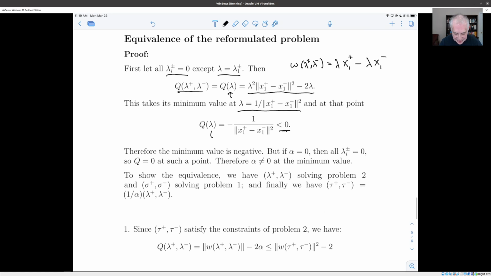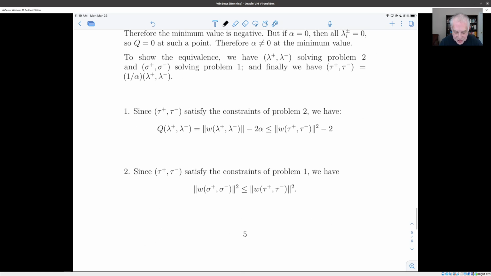Now we can actually check that the two problems are the same. And to do that, we can use the fact that we have to keep straight three things. First of all, we have lambda plus and lambda minus, which minimize the q function and satisfy the constraints of problem 2. Then we have sigma plus and sigma minus, which minimize the w squared and satisfy the constraints of problem 1. And finally, we have tau plus and tau minus, which we get from the solution to problem 2 by dividing by alpha. And what we want to show is that these all give the same minimum value for q.